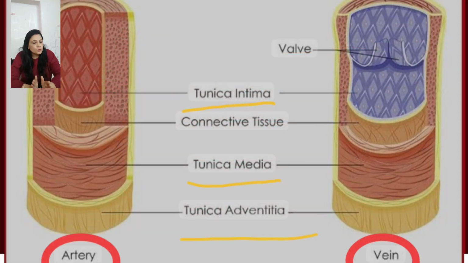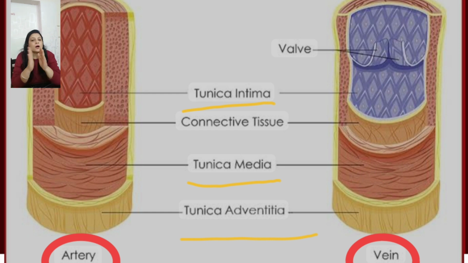Arteries and veins have three layers: tunica adventitia, tunica media and tunica intima. These are the layers in all three. But the thickest layer in the arteries is the tunica media, and in the veins it is the tunica adventitia. The largest vein is the inferior vena cava and the largest artery is the aorta.